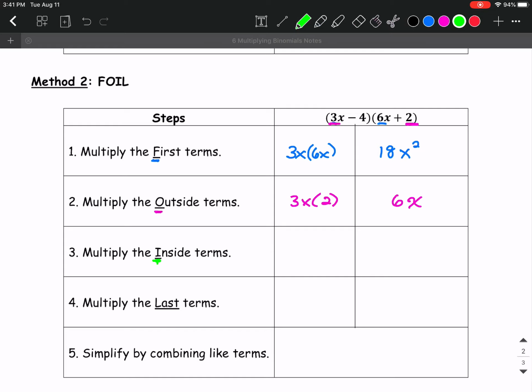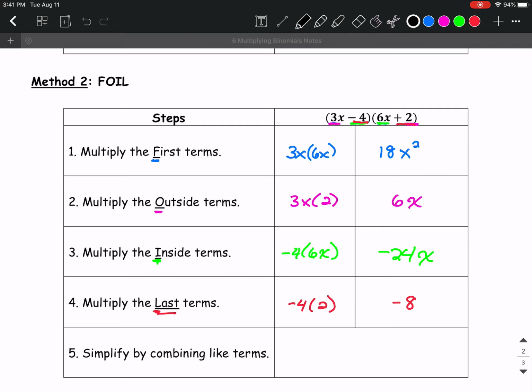Now we're going to do the inside terms. Well, on the inside, we've got a -4 here and a +6 here. So we're going to do -4, and it was a +6x. And -4 times 6 is -24, and then we have our x still. Okay, now we're going to do the last terms. The L is for last. And we do the last number, which is -4, times the last number, which is +2. And -4 times 2 is -8.